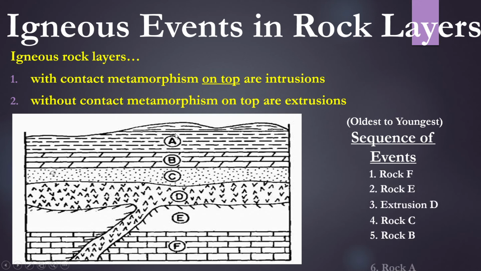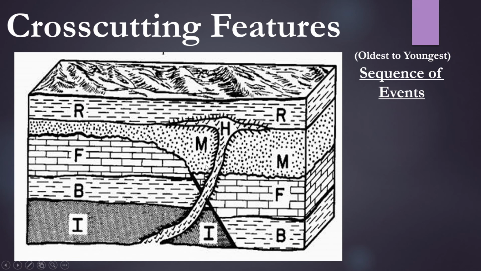C, B, A. And the way we remember that is if there's contact metamorphism on the top, it's an intrusion, because that means that C was there. If there's no contact metamorphism on the top, it must be an extrusion. Here's a good example of that. You can see how H is clearly an intrusion, and it has contact metamorphism on the top and the bottom, so it must be an intrusion.